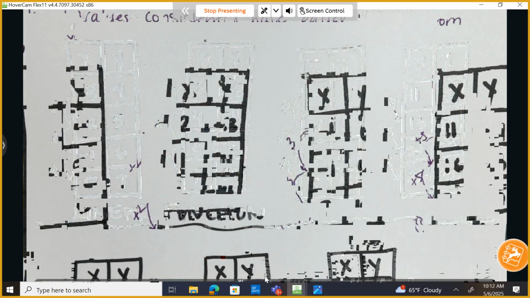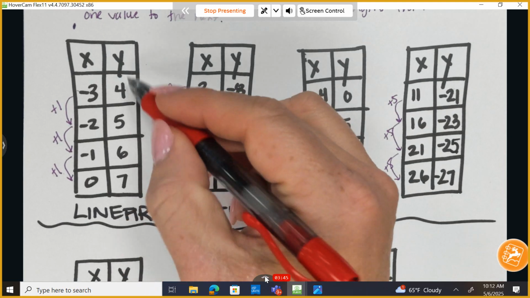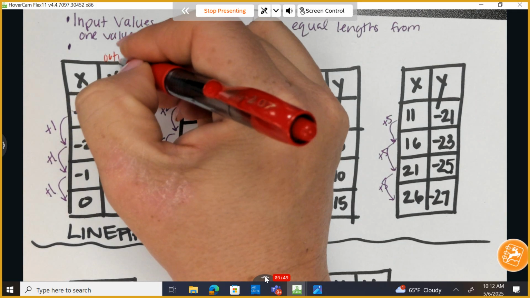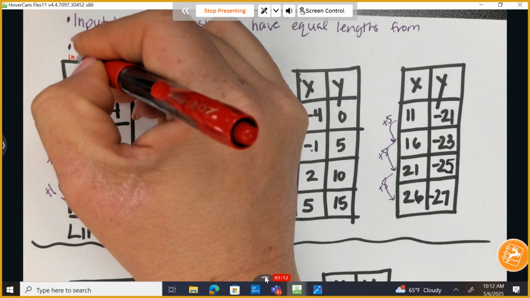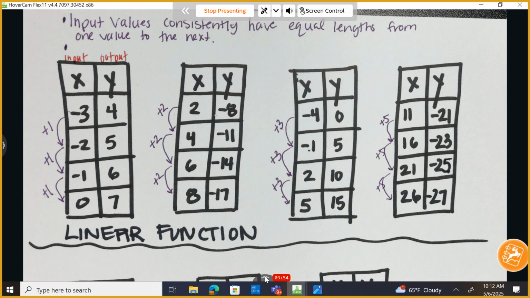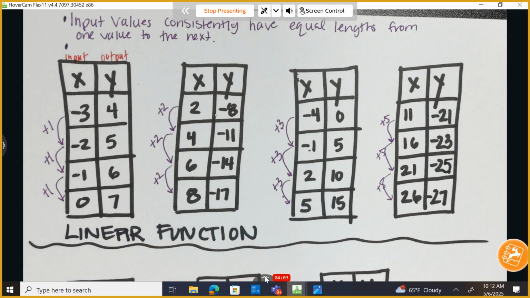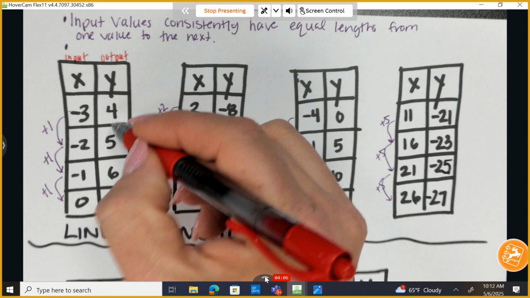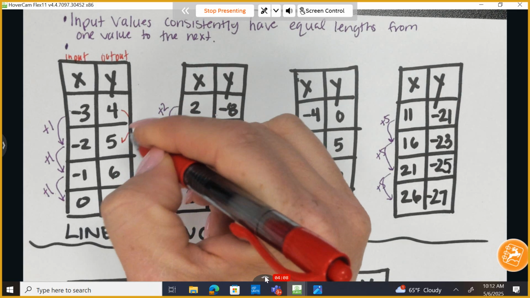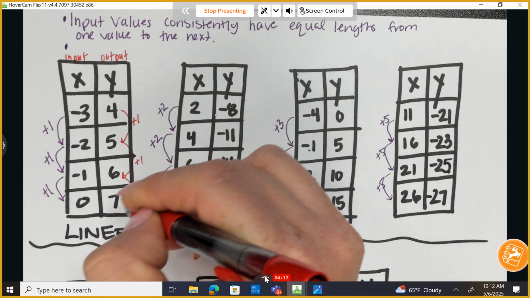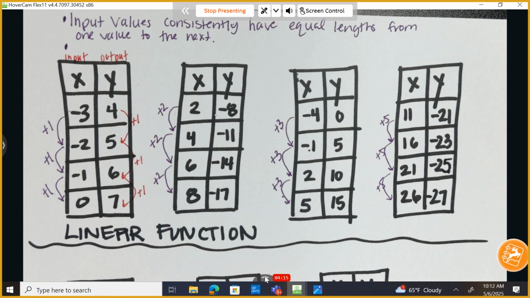Okay, here we go. For the next one, we're going to do something different. We're going to look at the output values, which would be the y values. If you do not know that, please write output above y and write input above x. So input and x's are the same, output and y's are the same. So I'm going to use a different color so it stands out here, and I'm doing the same thing. I'm checking patterns. How do I go from 4 to 5? I add 1. How do I go from 5 to 6? I add 1. From 6 to 7, I add 1. All the same.